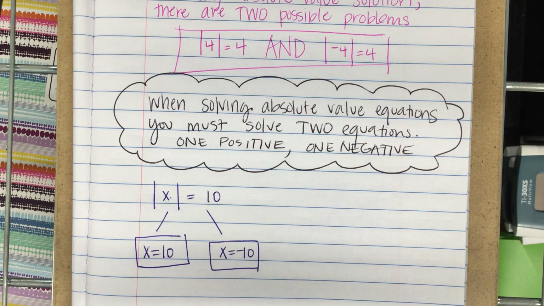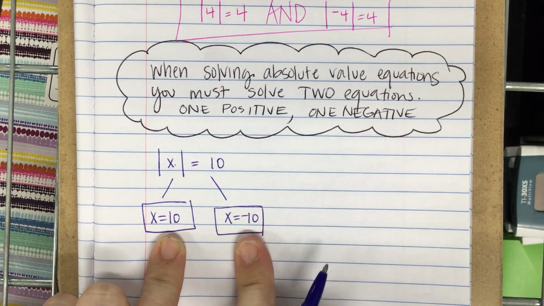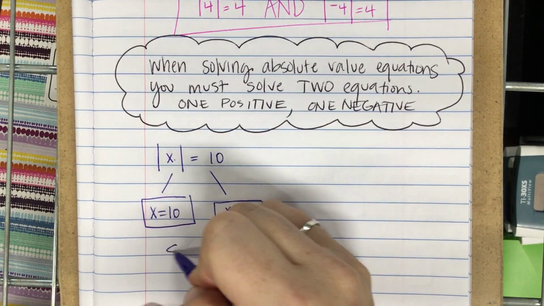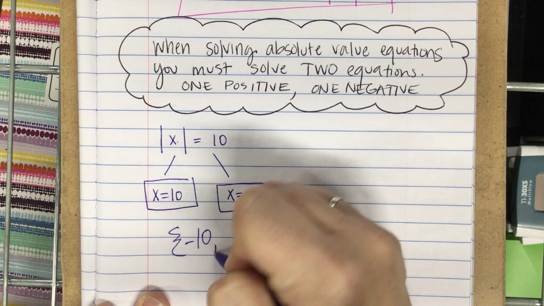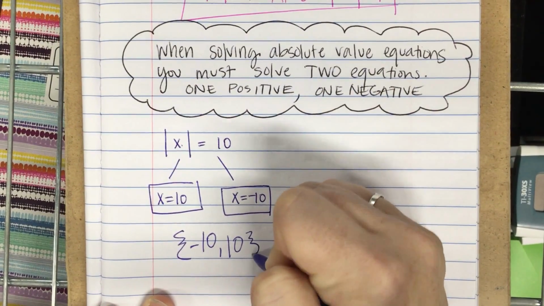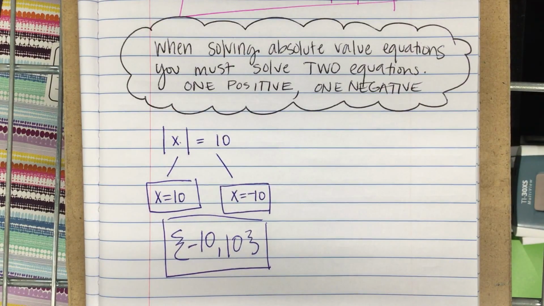So there are 2 solutions. There are 2 equations. And then we write our solutions like this. They're not parentheses. This is not an ordered pair. Those are brackets telling us that there are 2 possible outcomes that would get us the solution of 10.